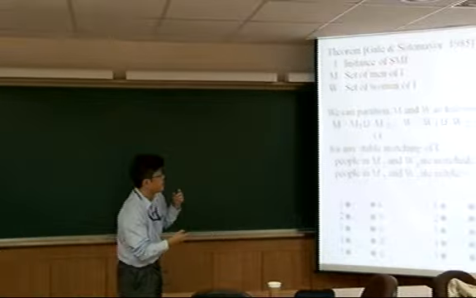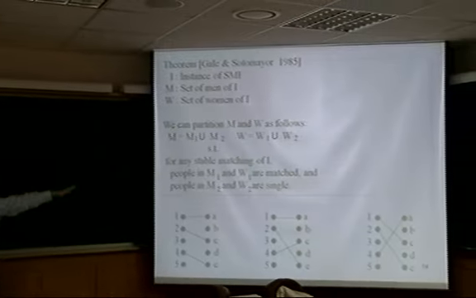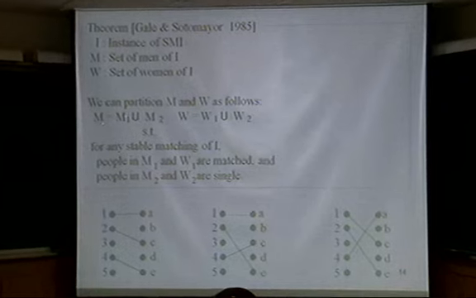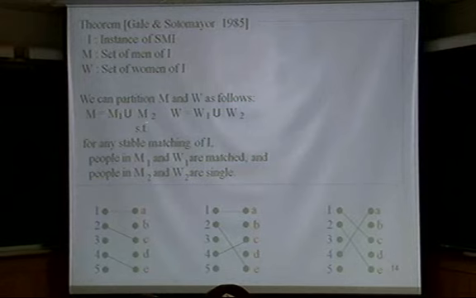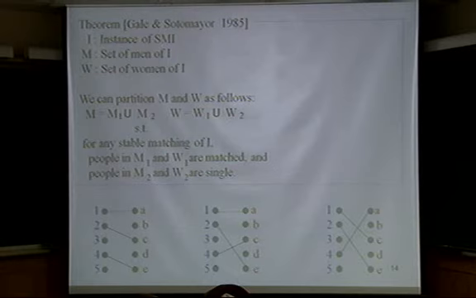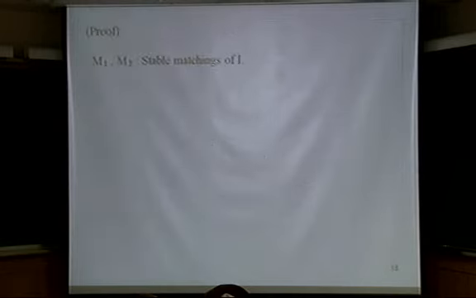So yeah, I go back to the SMI instance. And this is a very interesting theorem. We can partition the set of men M into M1 and M2, and W into W1 and W2, so that in all stable matchings, people in M1 and W1 are matched, and M2 and W2 are single. The set of matched people and single people are the same for all stable matchings. And I will give a proof.